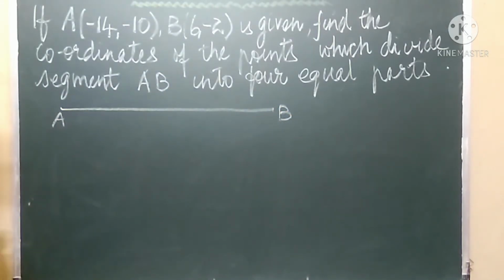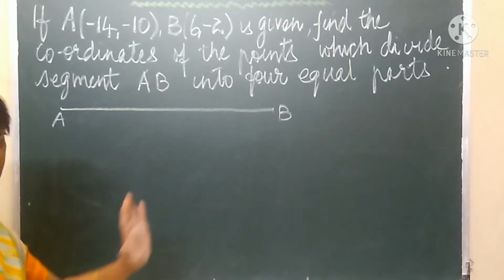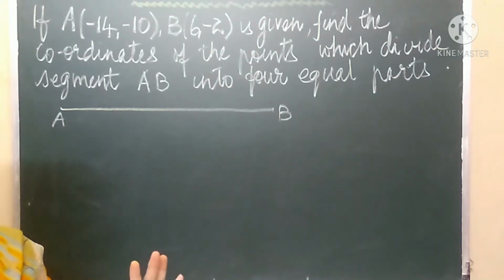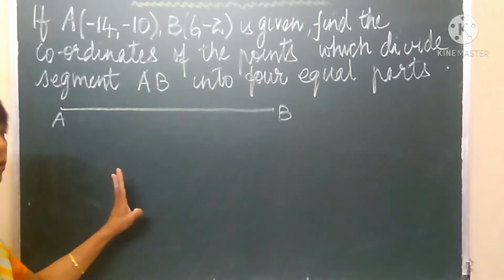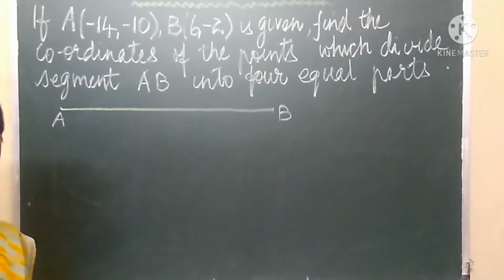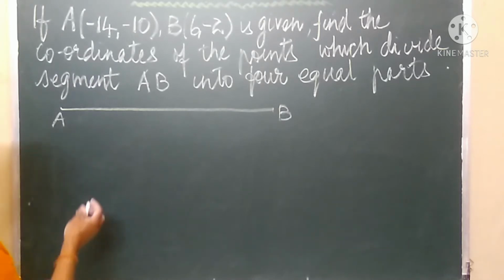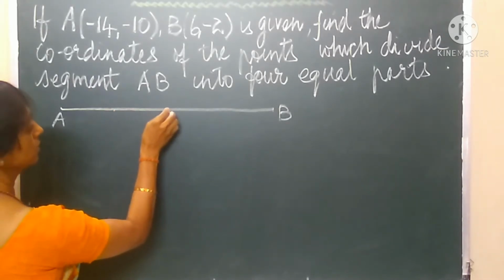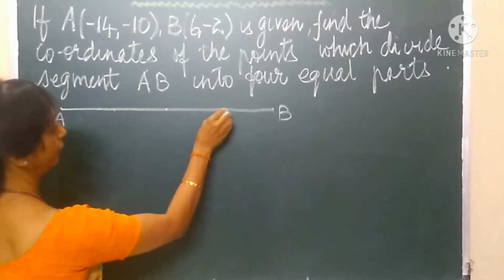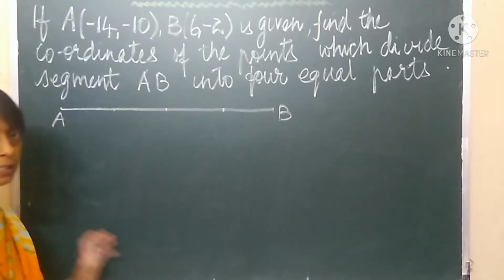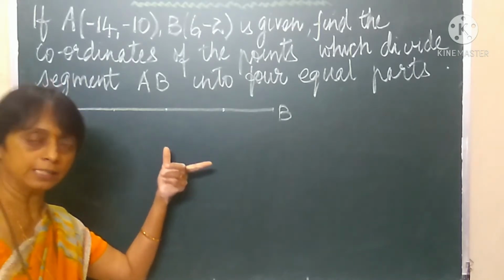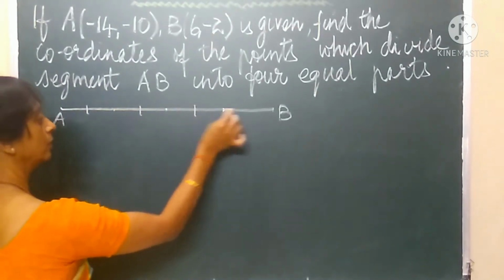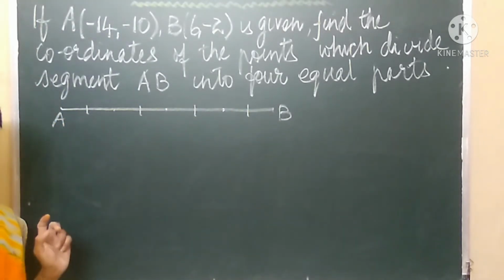The points lying on this line segment divide the segment into four equal parts. So we should know definitely how many points lie on this line segment. So let's check. 1, 2, 3. So 3 points can be plotted on this line segment, dividing the line segment into 4 equal parts.